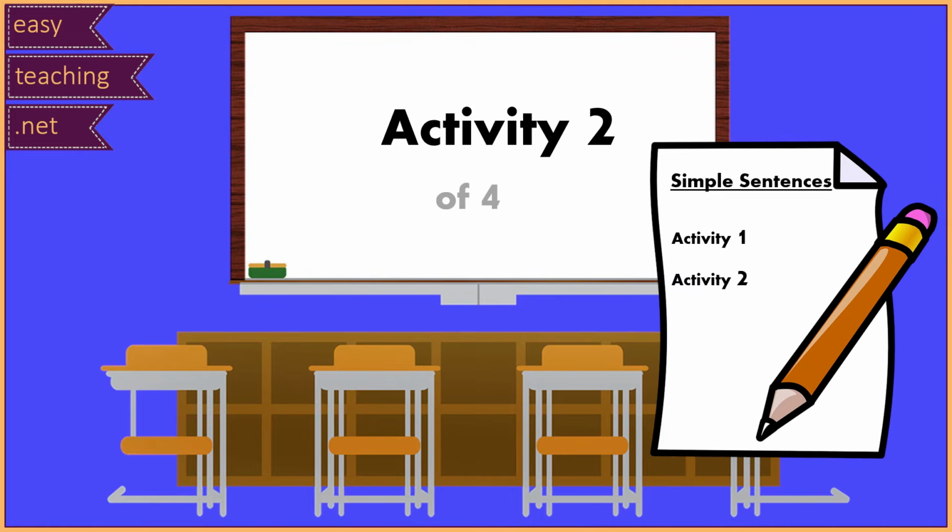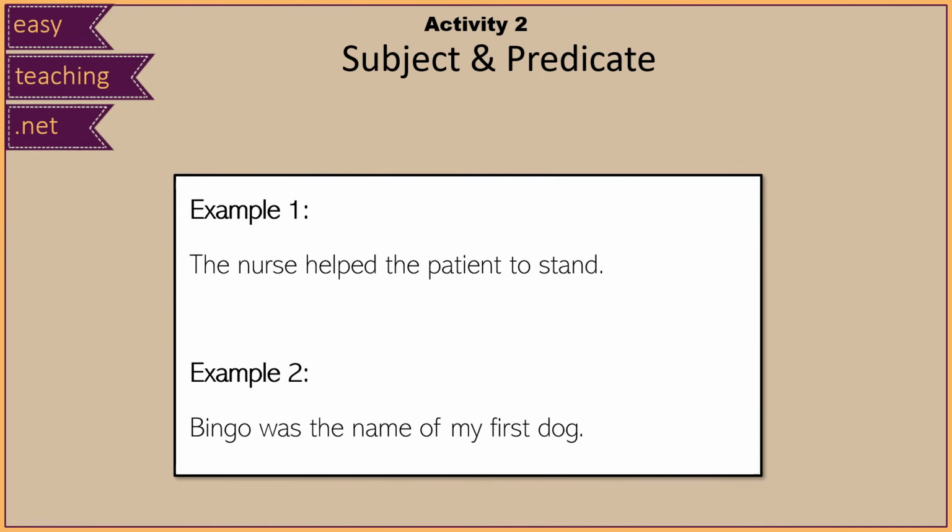Activity 2. In this activity, you will be finding the predicate of different sentences. To find the predicate, look for what the subject is doing or being. Take a look at these examples.